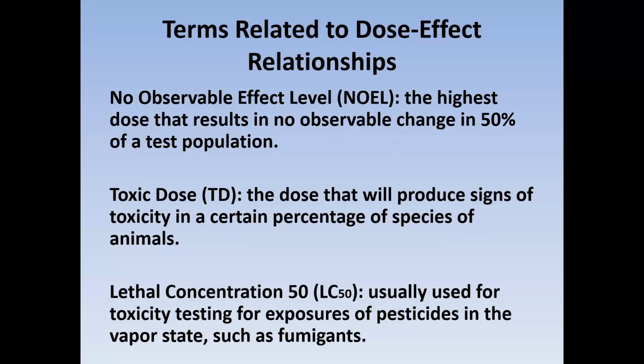Okay, terms related to dose effect relationship. So no observable effect level is NOEL. It is the highest dose that results in no observable change in 50% of the test population. Toxic dose, again, is the dose that will produce signs of toxicity in a certain percentage of a species of animals. And lethal concentration, LC50, is usually used for toxicity testing for exposures to pesticides in the vapor state, such as fumigants.